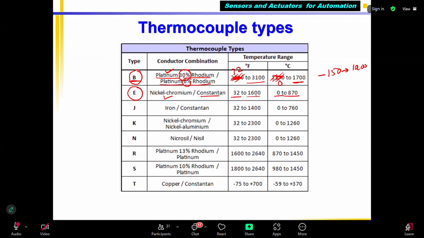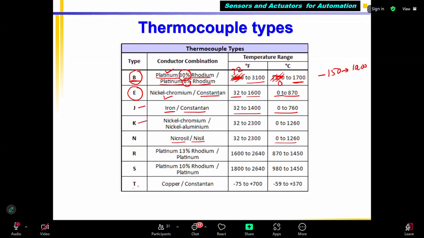I think there are some which can also measure negative temperatures. Like that, J type, K type. Iron constantan is J type, the range is 0 to 760 or this one. Similarly, K type is nickel chromium, one wire, and the other wire is nickel aluminum alloy. This is iron, one wire, constantan and the other wire. There are nicrosil and nisil. This is a special material which can measure 0 to 1000. Similarly, you can see the different combinations.